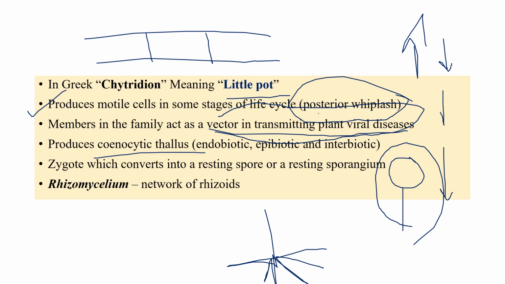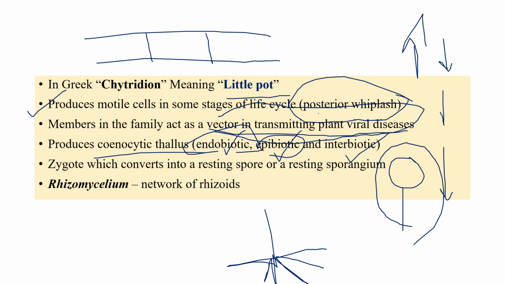Here this thallus may be of three types. It is a very important one: endobiotic, epibiotic, and interbiotic. What is endobiotic? Endo, the name itself indicates that the thallus grows inside the host. That's why it's called endo. Actually, the thallus grows inside the host, and it is called endobiotic. What is epibiotic? If the thallus is growing outside or externally, it is called epibiotic.